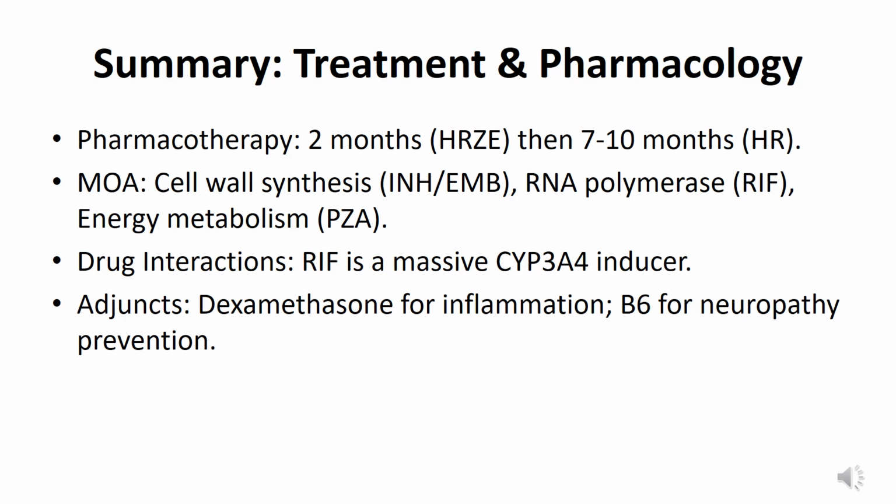Each drug works in a different way to attack Mycobacterium tuberculosis. Isoniazid targets the bacterial cell wall. It inhibits the synthesis of mycolic acids, which are essential components of the tuberculosis cell wall. Without a functional cell wall, the bacteria become vulnerable and eventually die. Ethambutol also interferes with cell wall formation.